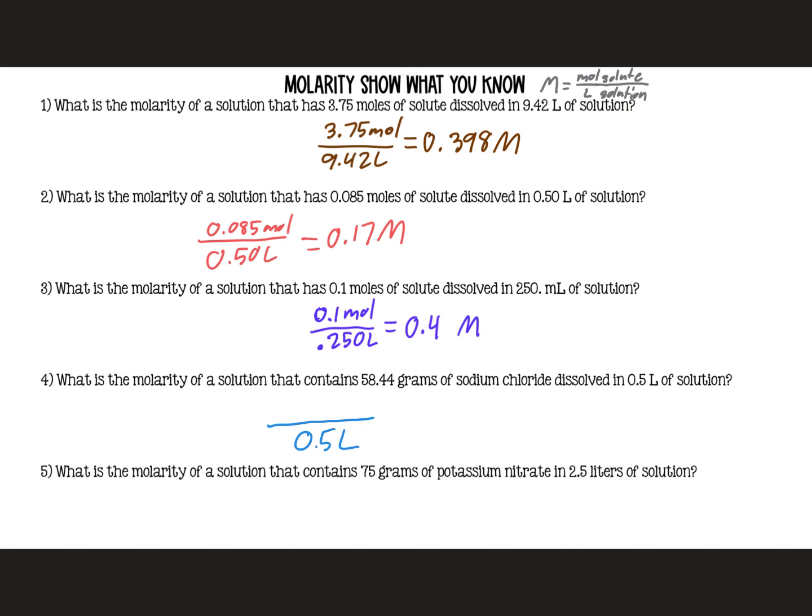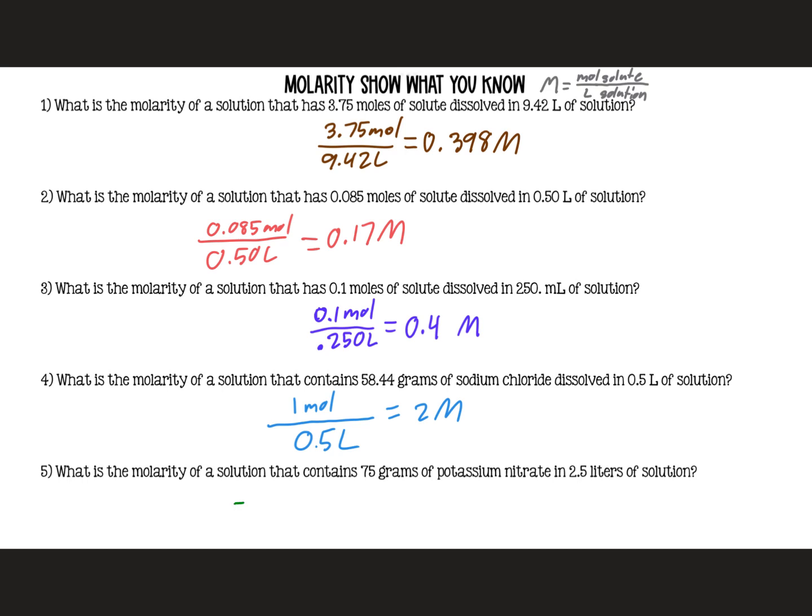First, we must convert grams of sodium chloride to moles of sodium chloride. To do that, we will need to divide the grams by the molar mass, which is 58.44 grams. So 58.44 grams is 1 mole. Then we divide this by 0.5 liters and we will get 2 molar solution.